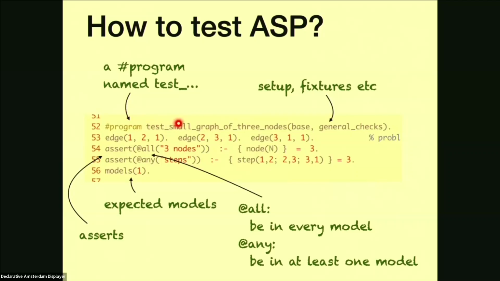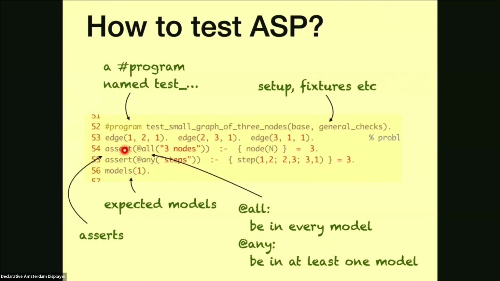It says test a small graph of 3 nodes, and then it gives you 3 facts, 3 edges, which is basically an edge from one node to another node at a certain cost. That's basically what an edge means. And I have 3 of them. And basically, it's a loop. I think you don't have to draw that. You can see that from the definitions yourself.